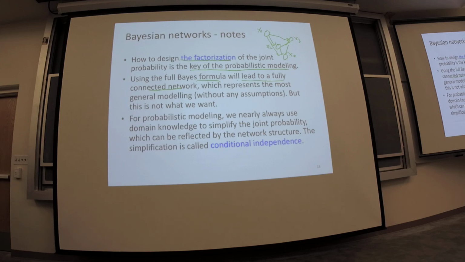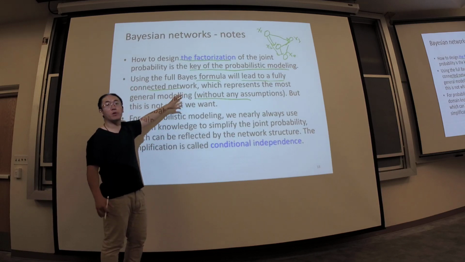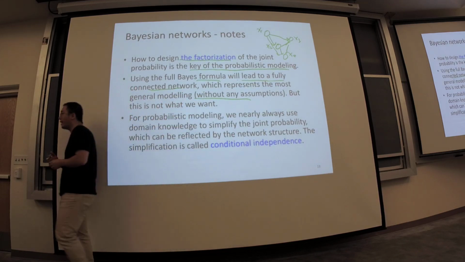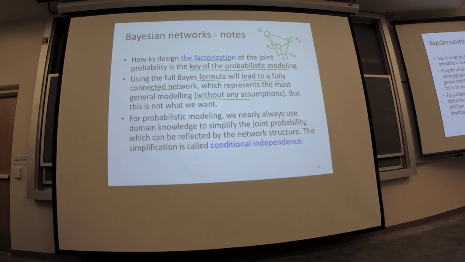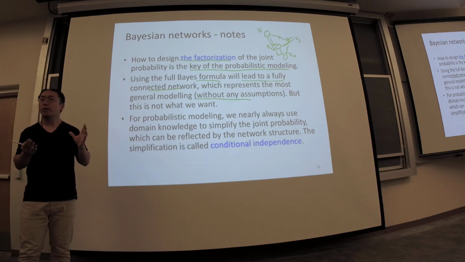Okay. So if you do not introduce any assumptions and use the full Bayesian rule to expand your joint probability, you will get a fully connected network, right? But actually, a fully connected network is not what you want. In practice, the Bayesian network is always sparse. That means many edges are cancelled. The reason is that we put extra assumptions on it, based on our own understanding of the problem we want to solve.